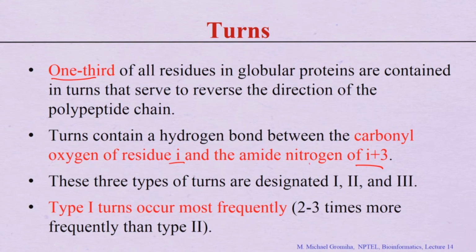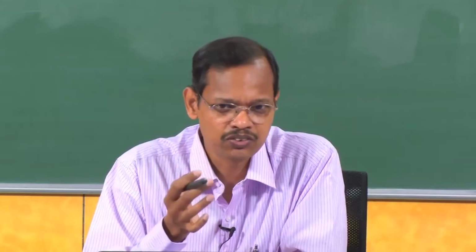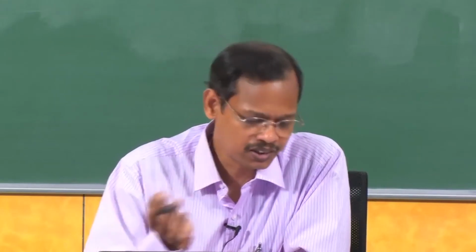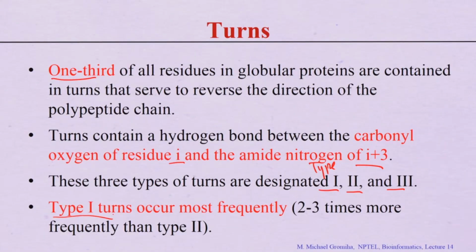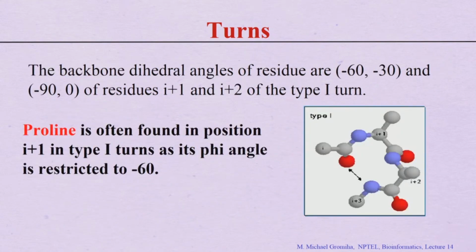For example, type 1, type 2 and type 3. If you look into the frequency of occurrence of turns in protein structures, which one is most frequently occurring? Type 1. I will tell you what type 1, type 2 and type 3 are. Type 1 turns occur more frequently than types 2 and 3. Type 1 turns depend mainly on the backbone dihedral angles: you can see the angles are minus 60, minus 30 and minus 90, 0 for the residues I plus 1 and I plus 2.